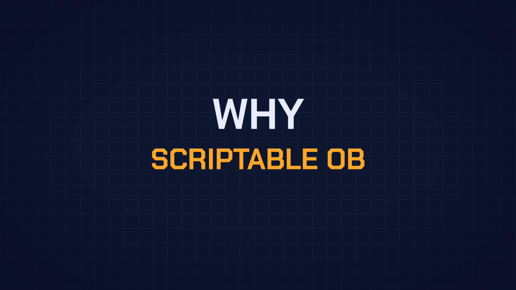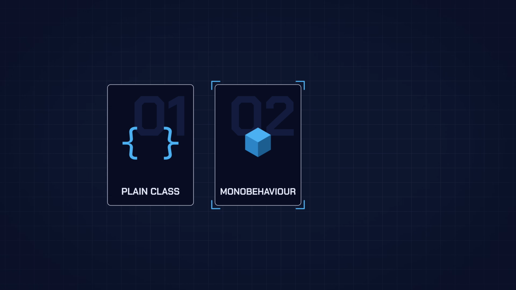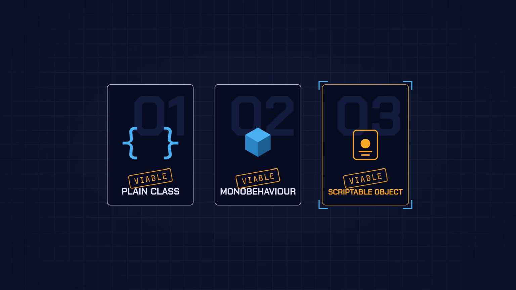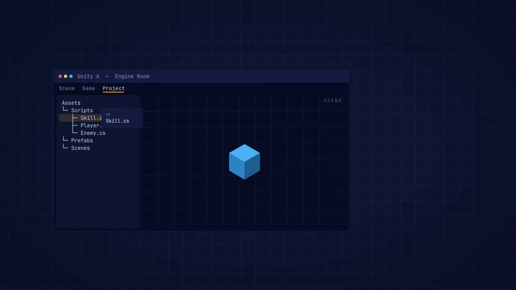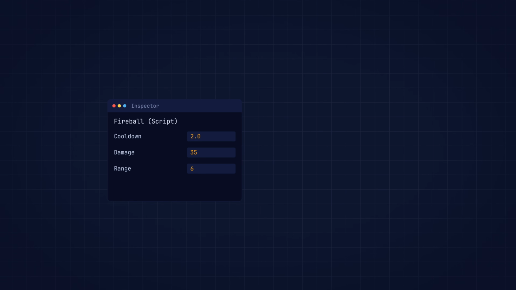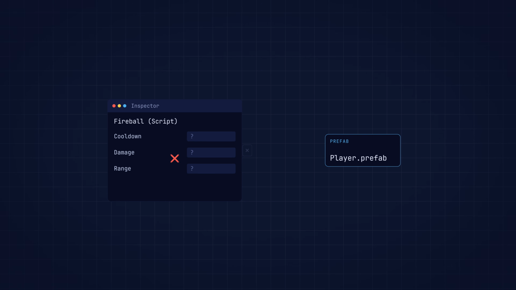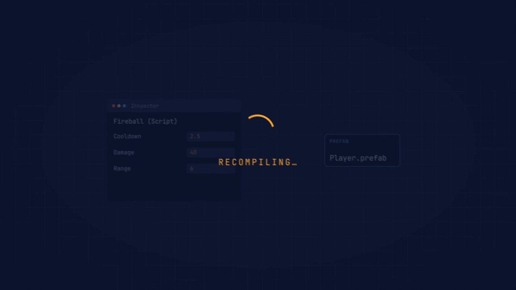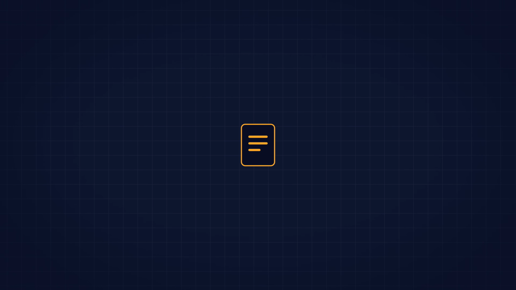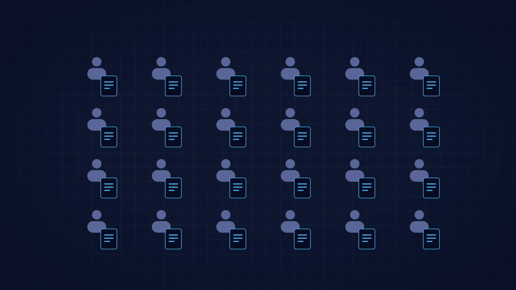But why scriptable objects? Why not regular classes or even MonoBehaviours? Actually, all 3 are viable, and sometimes this approach is not the best. Plain classes shine when your logic has to run outside Unity. Say, a backend validating skills. But they fight the editor. No clean inspector support, no prefab references. Every balance tweak is a recompile. And even if you serialize them with something like Odin, each character carries its own copy of the config.